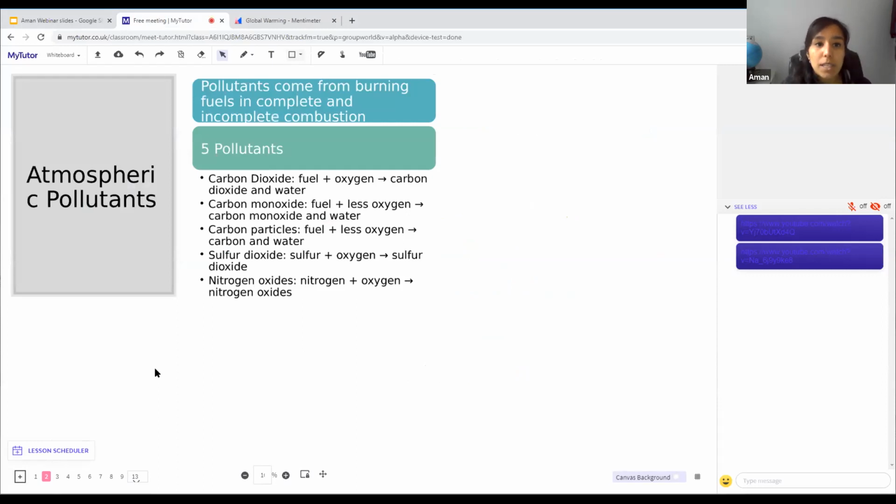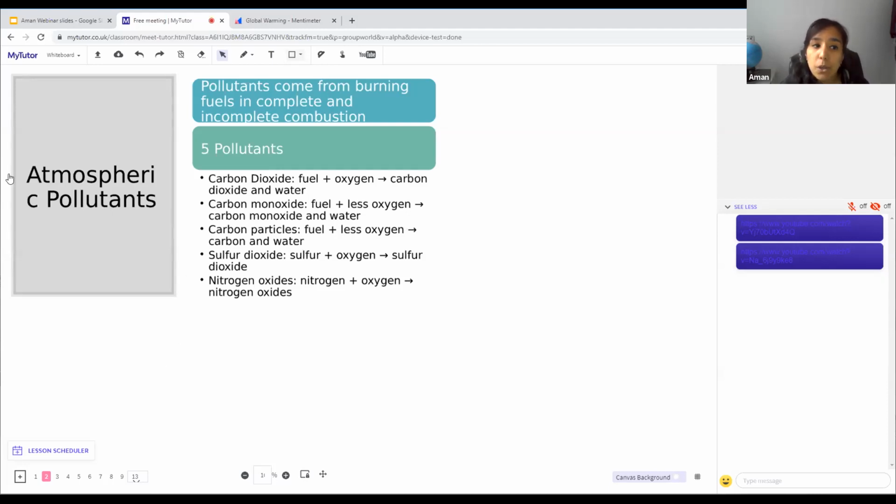Before we go into this, I just want to stress that it's really important you don't get confused between the greenhouse gases and the atmospheric pollutants because they are slightly different. You'll remember we went through 6 greenhouse gases last week, including carbon dioxide, methane, ozone, nitrous oxides, the industrial gases, and water vapour. So they're the 6 that we went through.